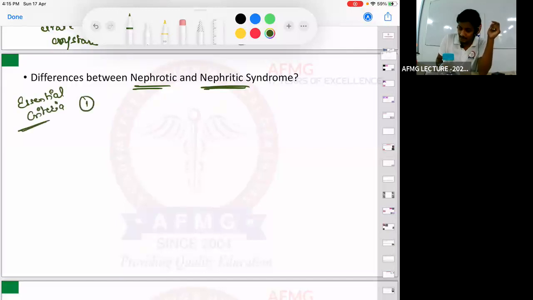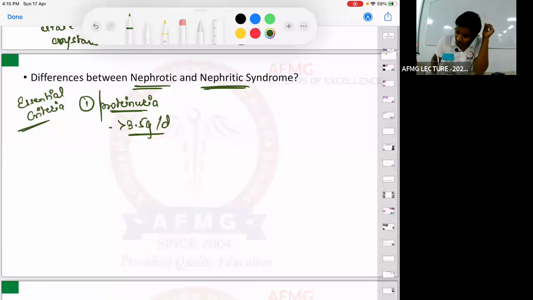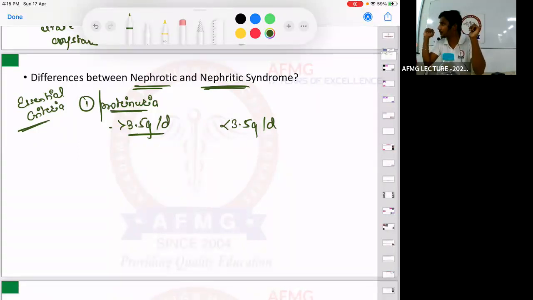First, most important criteria is proteinuria. Proteinuria is seen in both nephrotic as well as nephritic. In nephrotic, it is more than 3.5 grams per day, whereas in nephritic, it is less. Okay. So massive range or nephrotic range proteinuria, more than 3.5 grams per day, is a feature of nephrotic syndrome.